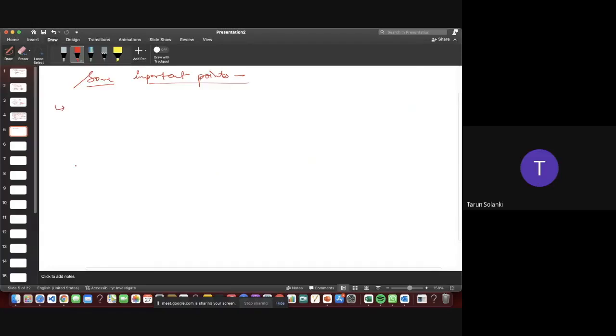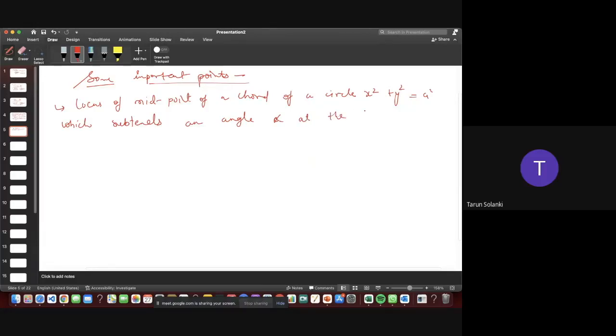Okay. So the first is the locus of the midpoint of a chord of the circle x square plus y square equals a square, which subtends an angle alpha at the center, is x square plus y square equals (a cos alpha by 2) whole square. Right? This is important. We have discussed it earlier also.